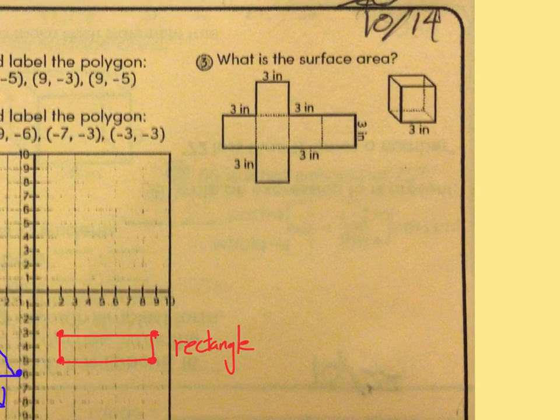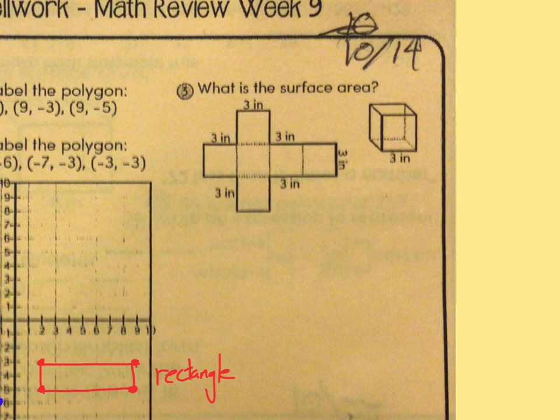So now we're looking at this cube. When we unfold this cube right here, it looks like this. And it wants us to find the surface area. Now, surface area means that we have to look at every single side of the shape and find the area, the two-dimensional area, and then add them together.